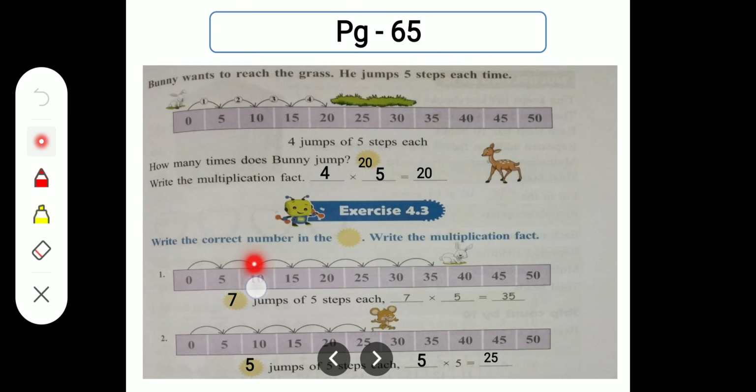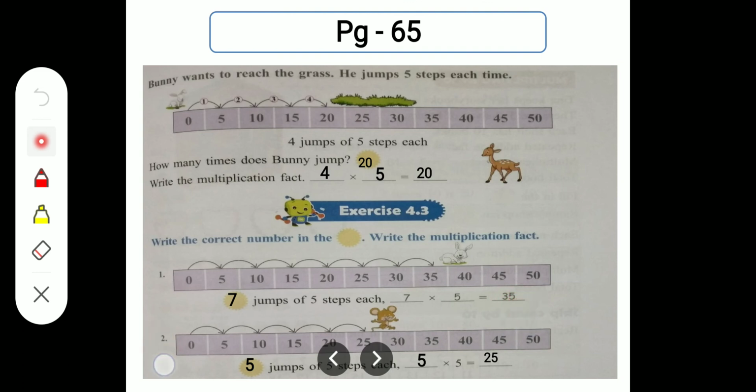1, 2, 3, 4, 5, 6, 7. So 7 jumps of 0 to 5, 5 steps, 5 to 10, 5 steps, 10 to 15, 5 steps. So 7 jumps of 5 steps each. That is 7 into 5 is equal to 35.